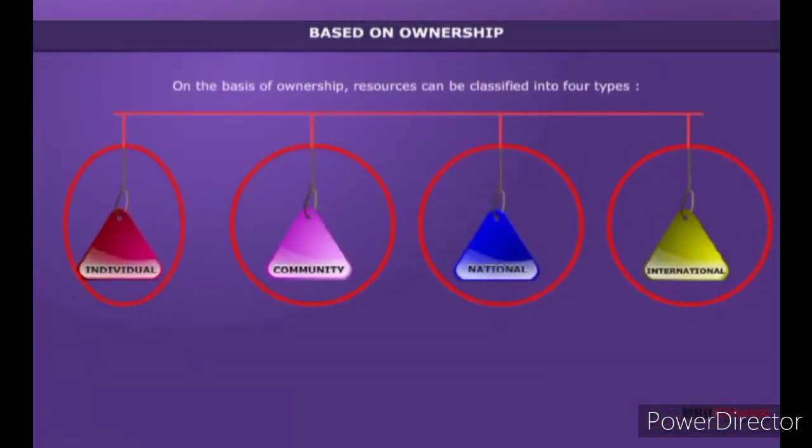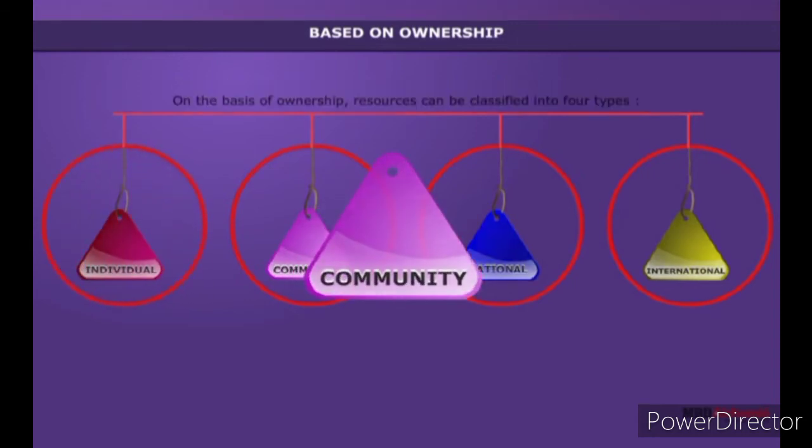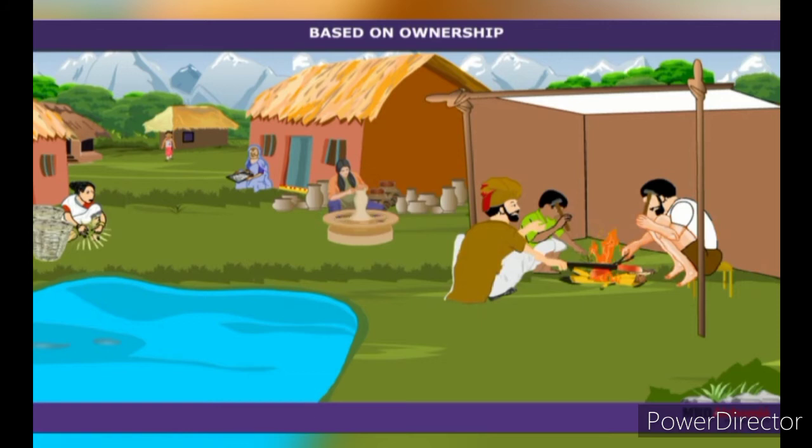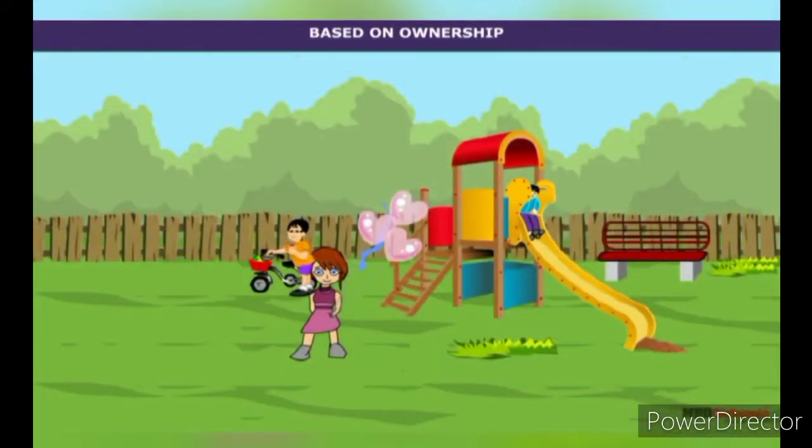Based on ownership. Community-owned resources. Adivasis do not consider private ownership of land, forests, and water bodies. They consider these resources as owned by the community. These types of resources are public land, parks, playgrounds in panchayat ghars, in urban and rural areas. These resources are accessible to people living in the area and even to outsiders.